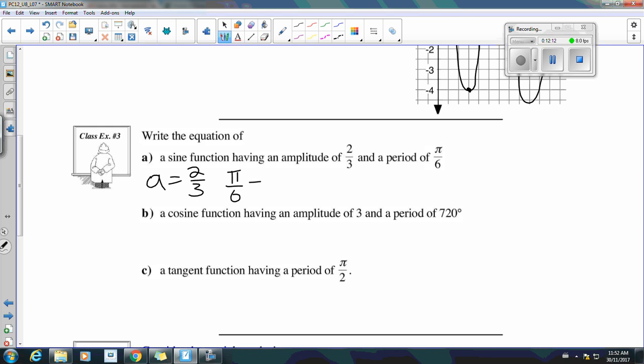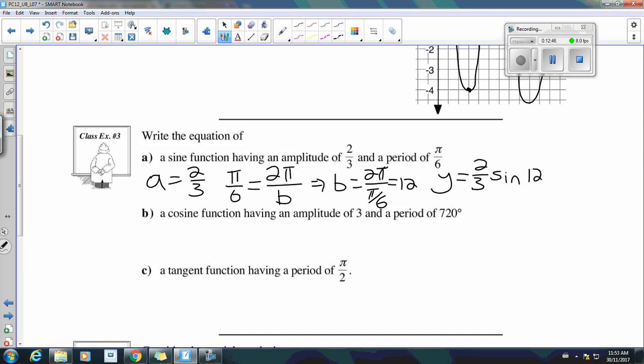So remember, the period of a graph in radians was 2 pi over b. So what I really need to solve here is pi over 6 equals 2 pi over b. So I can multiply both sides by b and then divide by pi over 6. So b equals 2 pi divided by pi over 6, which gives me 12. So one equation could be 2/3 sine 12x.